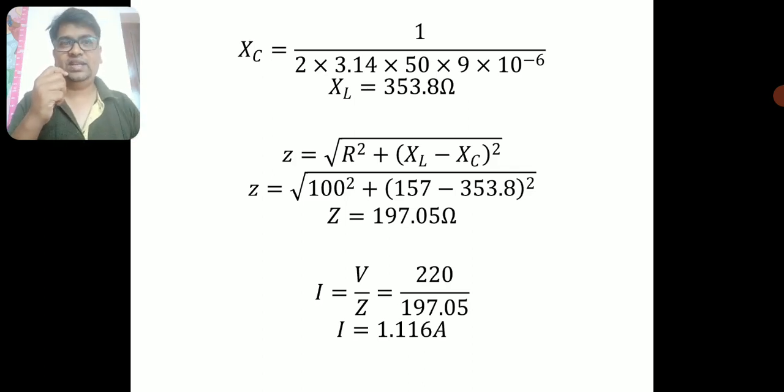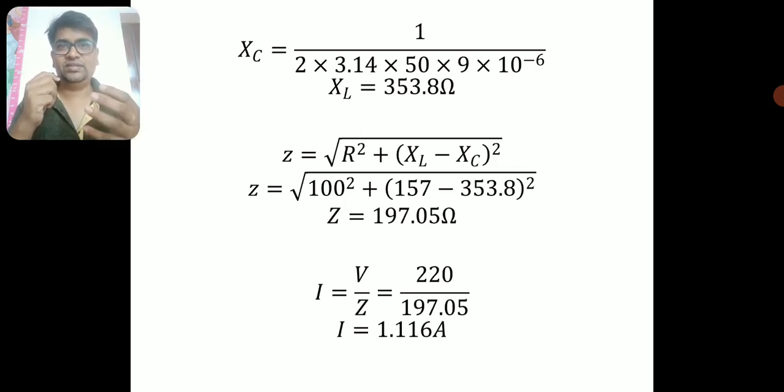And finally at the end I am coming to the current. This is the current which I am supposed to calculate. This is the current which I was asked to calculate in the problem. So for calculating the current I am doing all these things. I is equal to V by Z. It's a simple Ohm's law formula. 220 by Z, I calculated 197.05. In one single step I got the answer of current as 1.116 ampere.